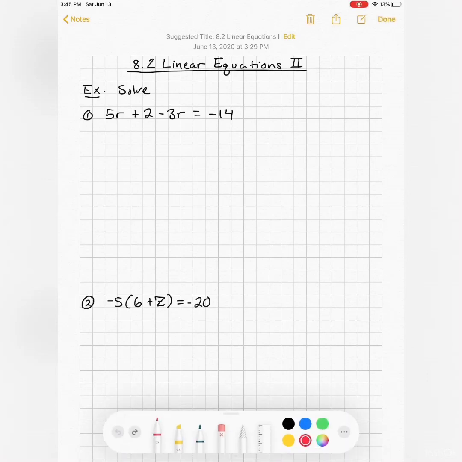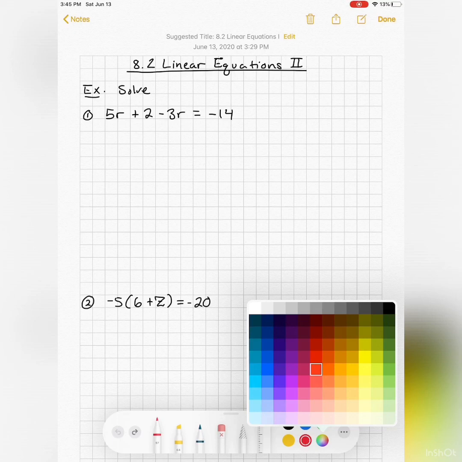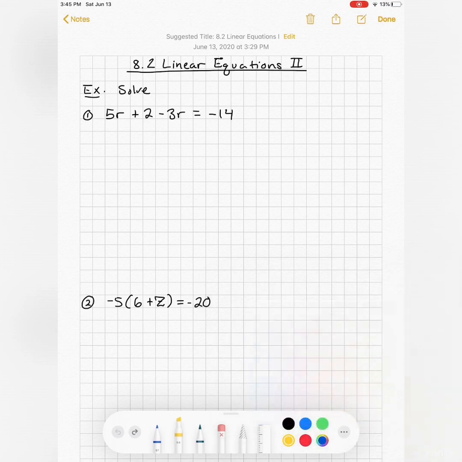Again, continuing on with linear equations. So same thing, we just have some examples here where we have a little bit more going on. Like here, we'd have to start by combining the like terms. So we'd have 2r plus 2 is negative 14. Then we just subtract the 2.